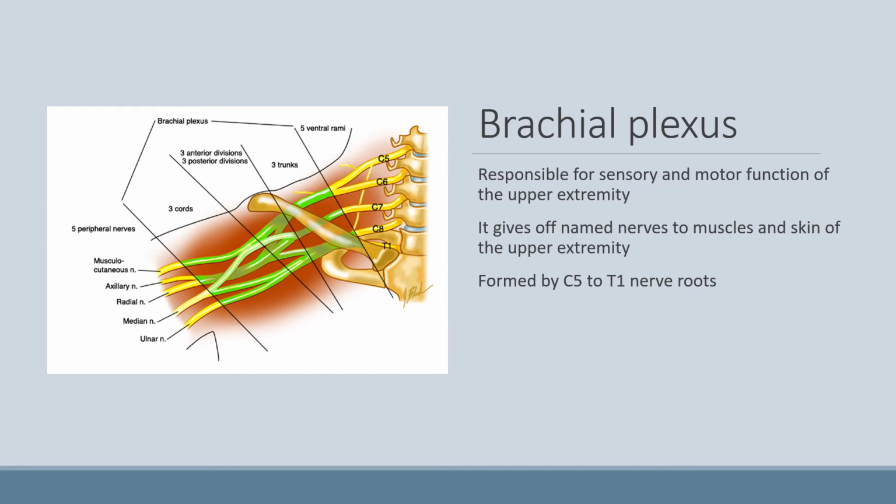There are different nerve plexi that come off the spinal cord. One of these is the brachial plexus, and it's responsible for the sensory and motor function of the upper extremity. It gives off these named nerves to the muscles and skin of the upper extremity, the arm, and is formed by C5 to T1 nerve roots.